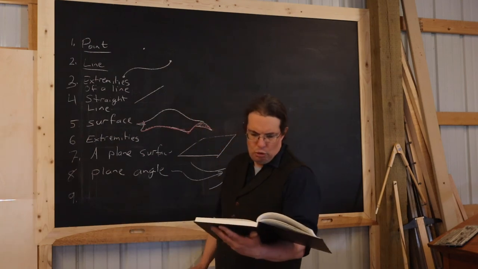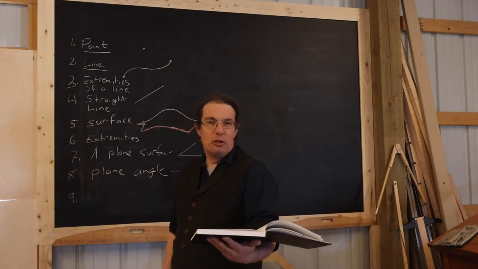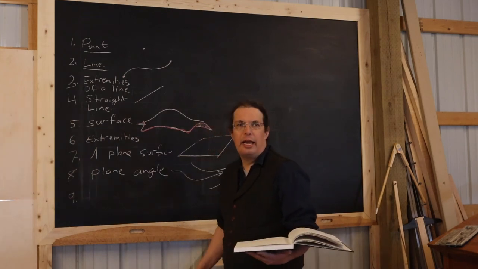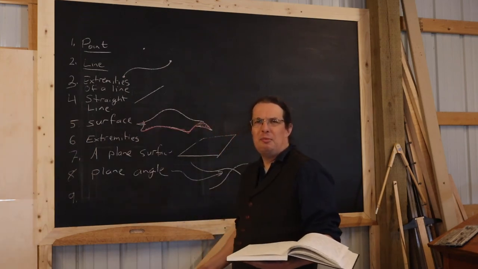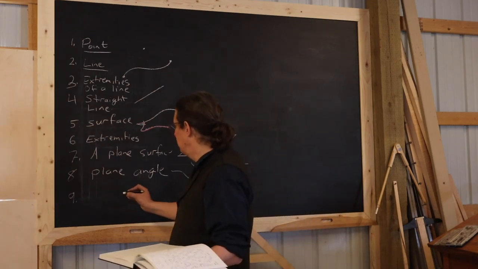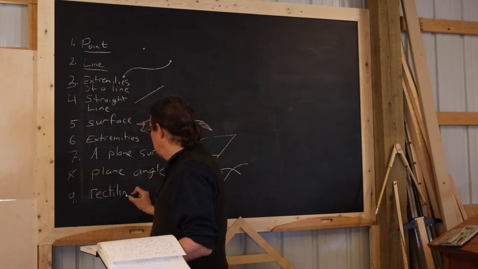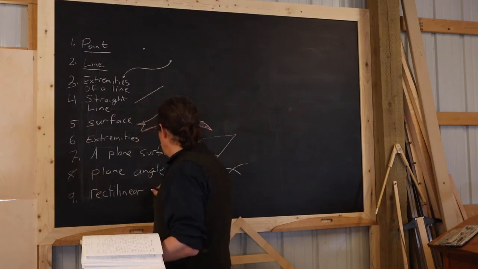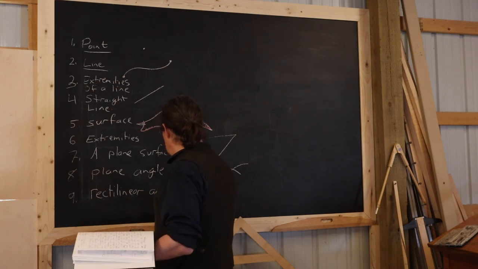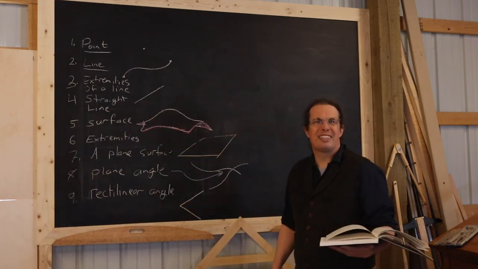Now, when the lines containing the angle are straight, then that angle is called rectilinear, and that's maybe more of what we commonly think of when we use the word angle. There's a rectilinear angle.